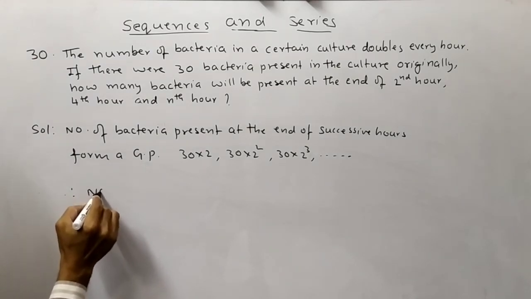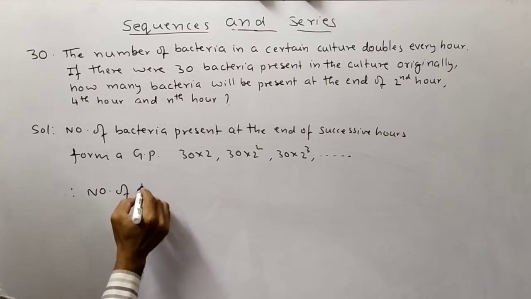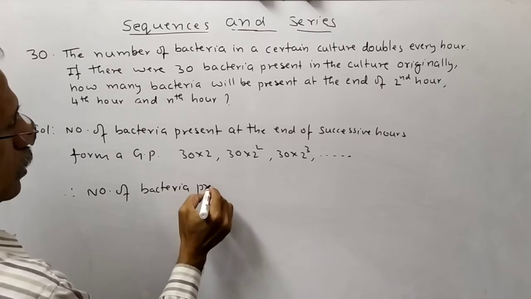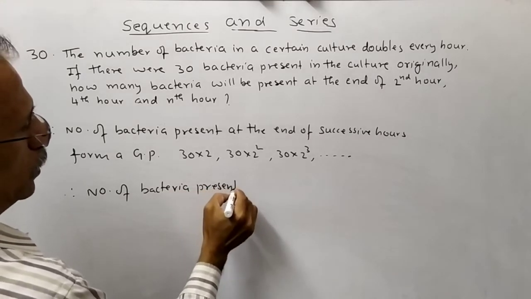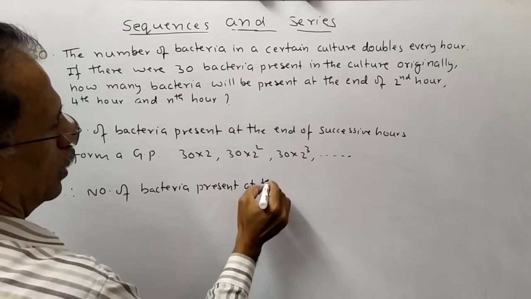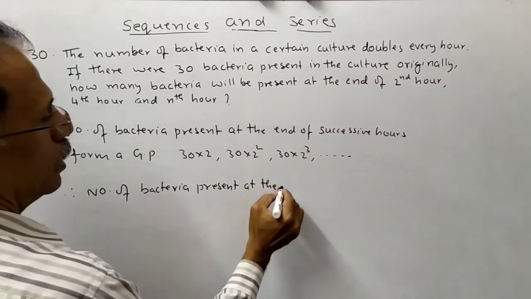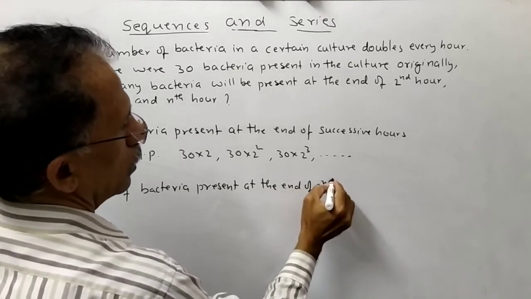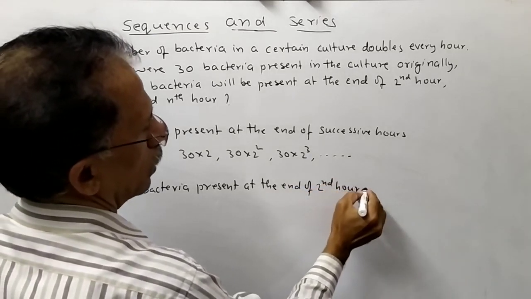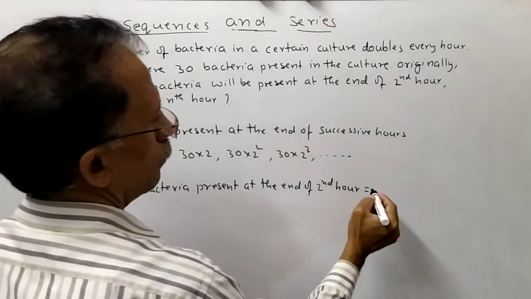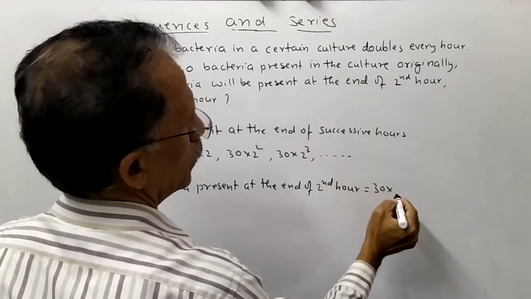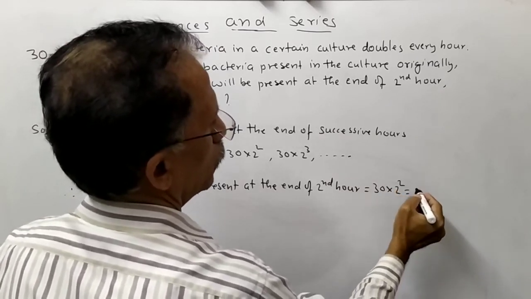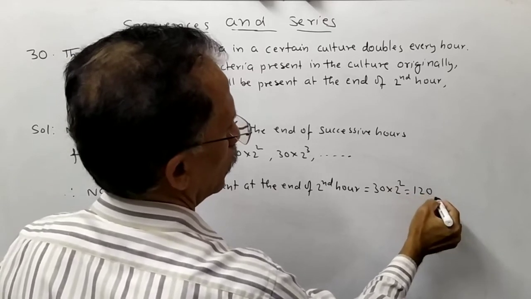Therefore, number of bacteria present at the end of second hour is equal to 30 into 2 square is equal to 120.